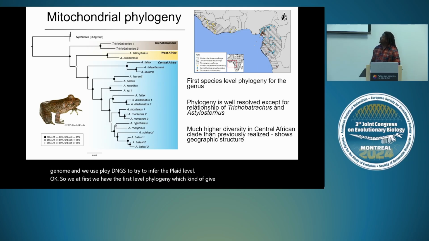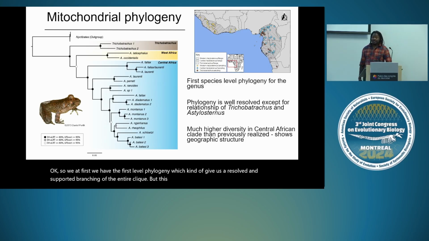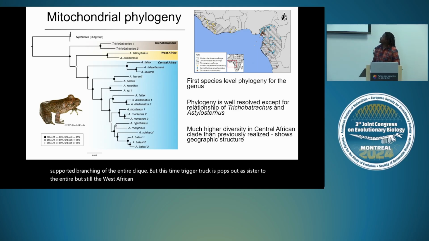Okay, so at first we have the first-level phylogeny, which gives us a well-resolved and well-supported branching of the entire clade. But this time, Trichobatrachus pops out as sister to the entire Acylostanus clade, but still, the West African clade is not properly resolved in its position. And also, we find a high level of diversity within the Central African clade, which probably needs some more looking into.